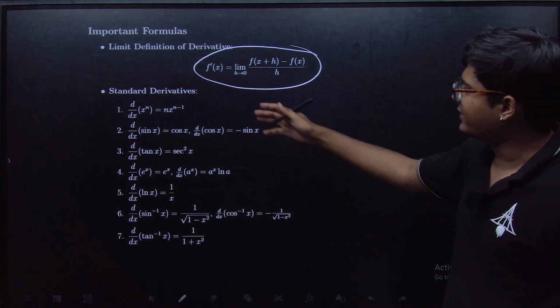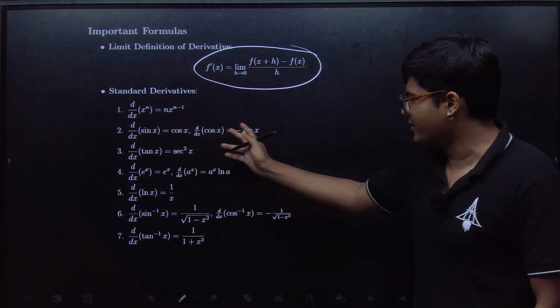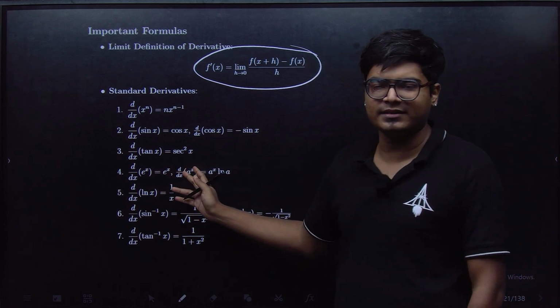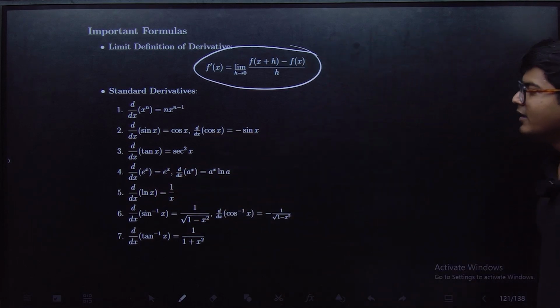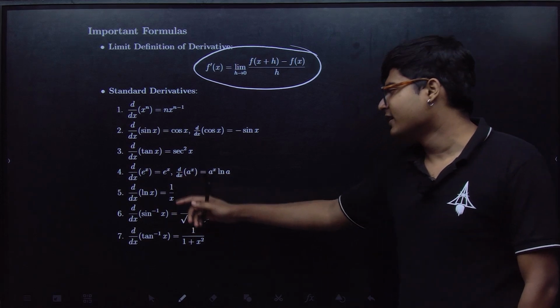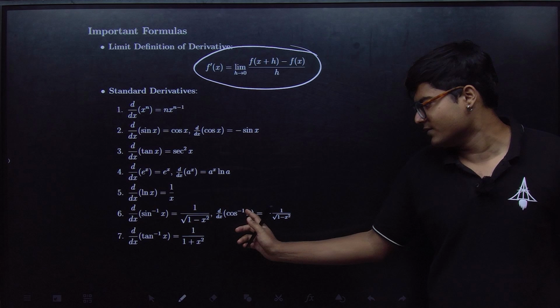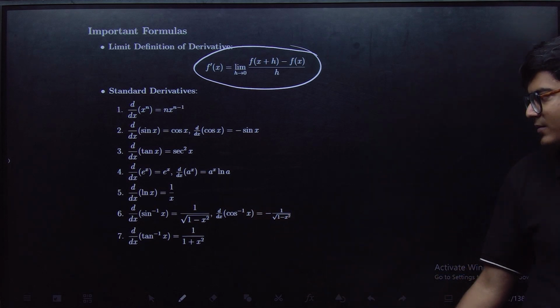Some standard derivatives. The derivative of x to the power n is n x to the power n minus 1, the derivative of sin is cos, of cos is minus sin, of tan is sec square x, e power x is just e power x, a to the power x is a power x ln a. Derivative of log x is 1 by x. Derivative of sin inverse x is 1 by root over 1 minus x square, and derivative of cos inverse x is minus 1 by root over 1 minus x square, right?